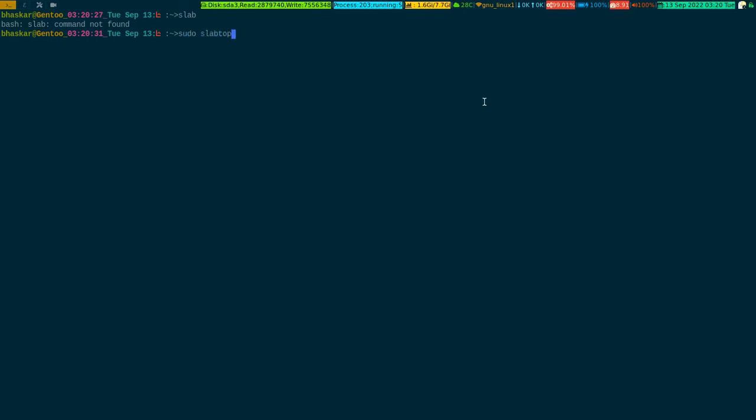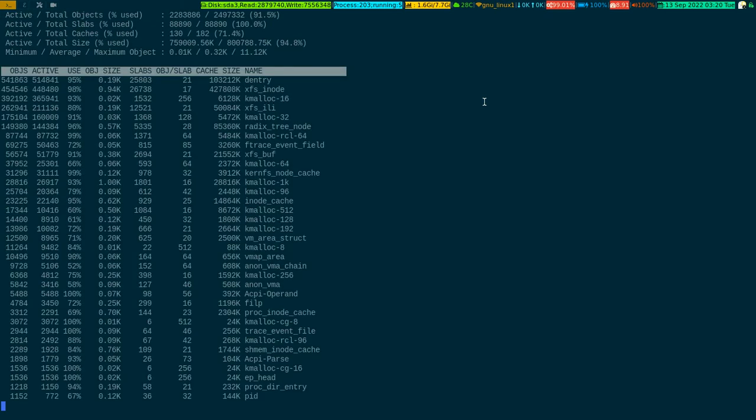This is purely related to memory paging. If you are curious about memory-related stuff, it will give you a low-level view of the paging system inside the system. This is called slabtop.